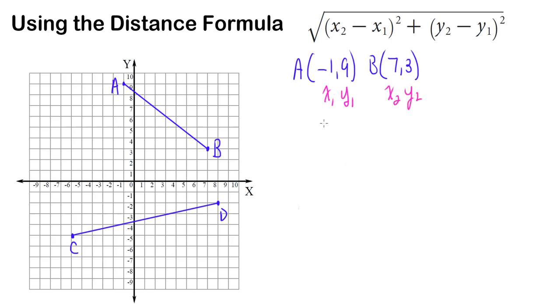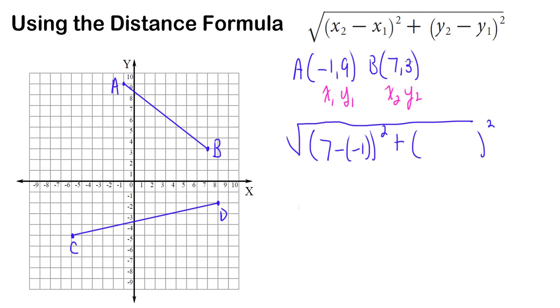Now that we've done that, let's go ahead and plug this into our formula. First we have x2 minus x1 squared. So my x2 is 7 minus my x1 is -1 squared, plus y2 minus y1 squared. So my y2 is 3 minus my y1 is 9, and that's squared. Now we're going to work this out. So 7 minus -1 is 8 squared, plus 3 minus 9 is -6. We've got to square that.